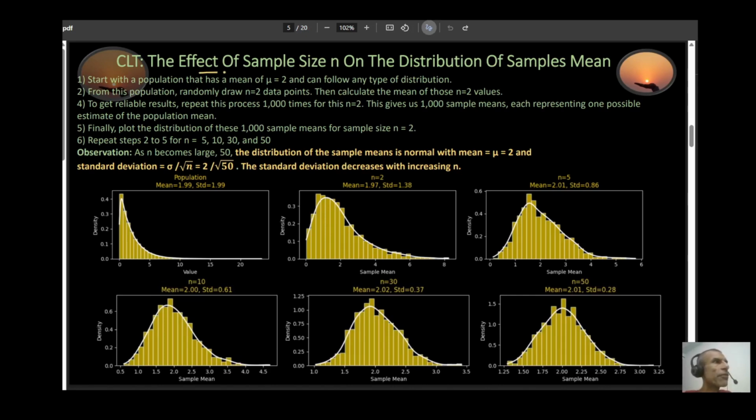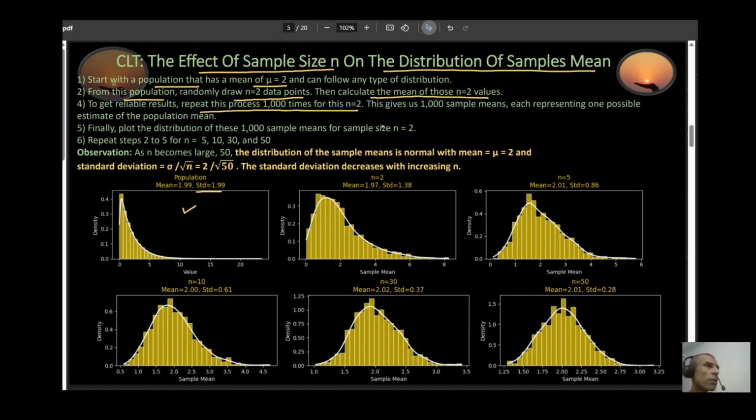Now let's try to understand the effect of the sample size n on the distribution of sample means. I start with a population that had a mean value of 2, and I randomly picked a distribution. In this case, I picked this distribution. For this one, by the way, my standard deviation was 2. From this population, I randomly drew n equal to 2 data points. This was my sample size. Then I calculated the mean of these two values. Now I repeat this process 1000 times for n equal to 2. This gave me 1000 sample means, and then I plotted the distribution of these 1000 sample means for my sample size n equal to 2, and this is the result I got right here.